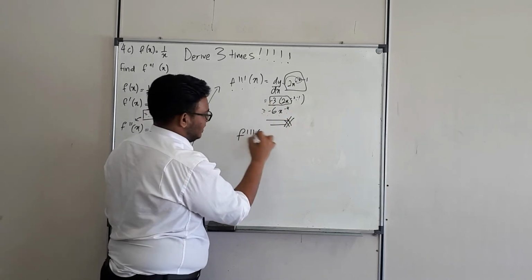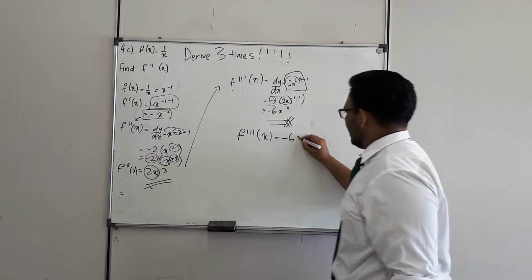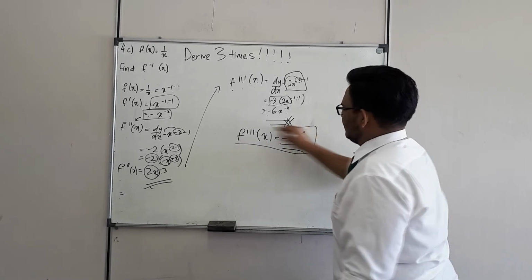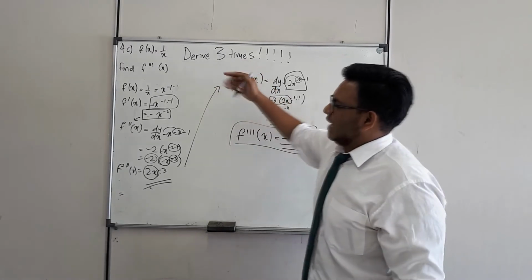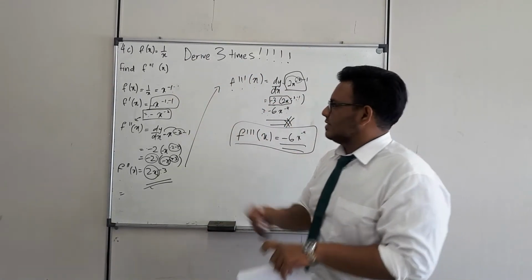For those of you who can't see clearly, negative 6x minus 4. So this is your answer for that question. Remember, you have to derive 3 times, but subsequently, step by step. This is how you can get the answer.